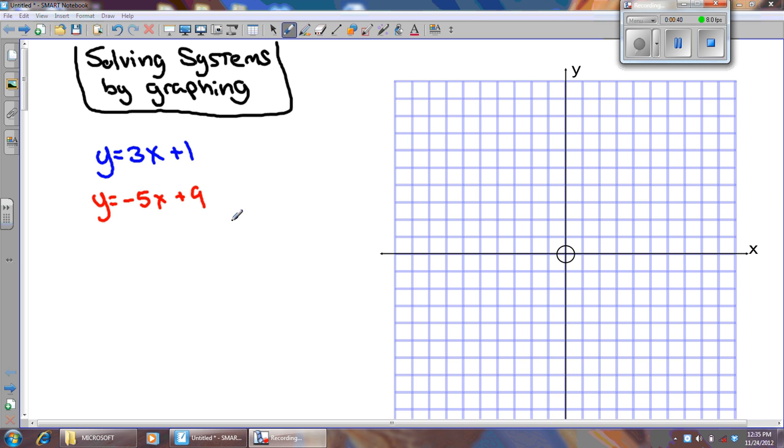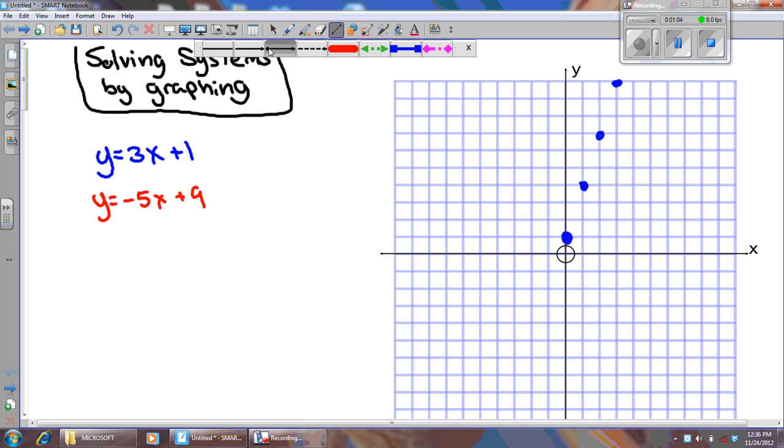So let's go ahead and graph this blue equation. It looks like y equals 3x plus 1. I'm in slope-intercept form. I'll put a point at the y-intercept, and I'll rise 3 and run 1. Rise 3, run 1. Okay, and so I can draw my line, and it's going to go through those points.